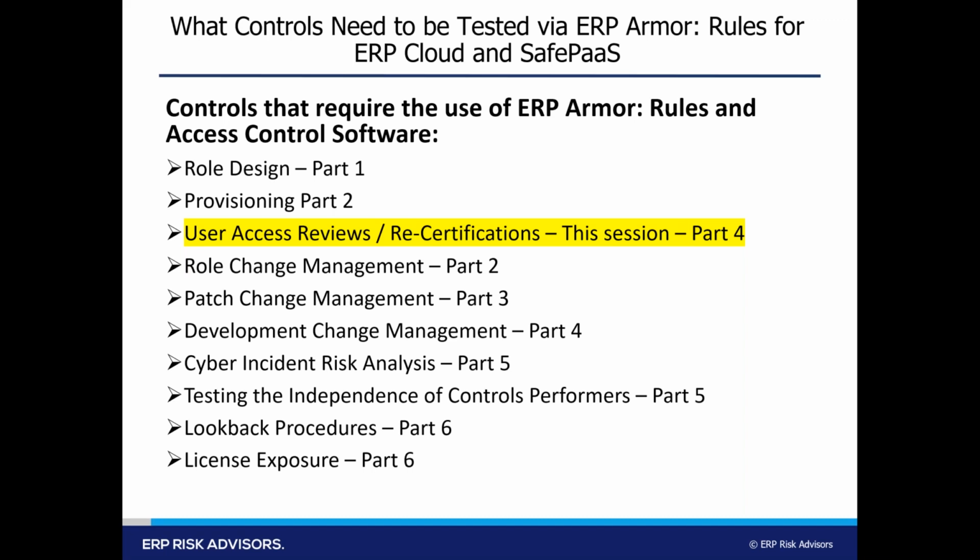So this is the whole series. I've talked about the 10 different scenarios that SafePaaS software and ERP Armor should be used to test access controls, role design, and so on. And these are the various different parts. We're in part 4 right now. We're going to talk about user access reviews, and you can see part 5 and part 6. We're covering cyber risk analysis and testing independent control performers in part 5, and in part 6 we're going to look at look-back procedures and license exposure.